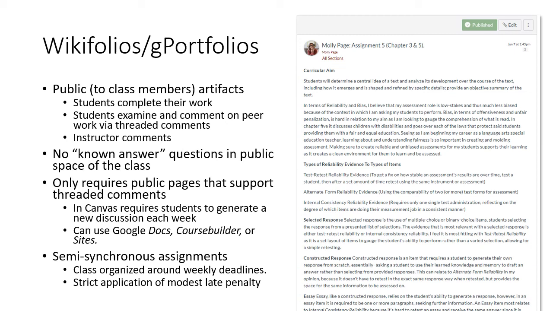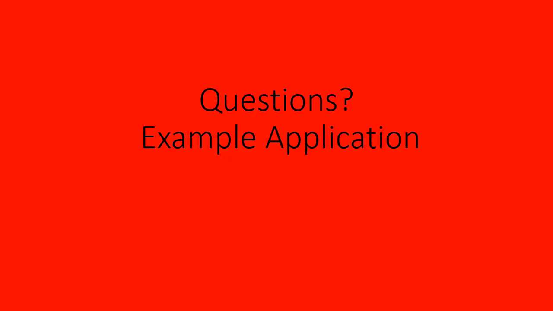This approach really only requires public pages that support threaded comments. In Canvas, this requires students to generate a new discussion each week. You can do this in Google Docs and Course Builder. I recommend what I call semi-synchronous assignments. So these are weekly assignments. There's a weekly deadline. I have a strict application of a modest late penalty. 1% of your grade out of 100 points per day you're late is usually enough to keep people from getting behind.